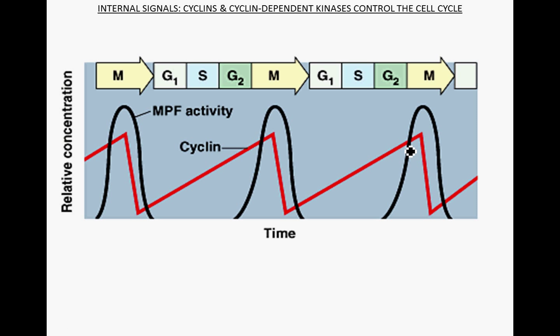Graphically, here's what it looks like. So you can analyze this graph, please, and look at the MPF activity versus the cyclin concentrations. Right? And why does that graph make sense? This is the stuff of a multiple choice question potentially, right? Or part of a free response where you might have to explain why that graph looks the way it does.